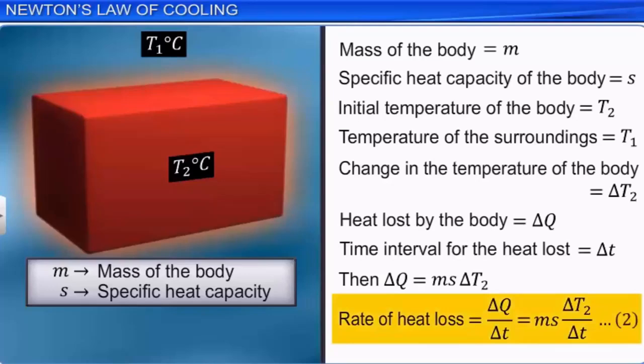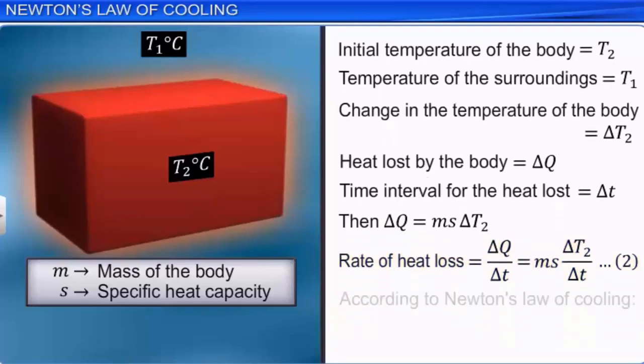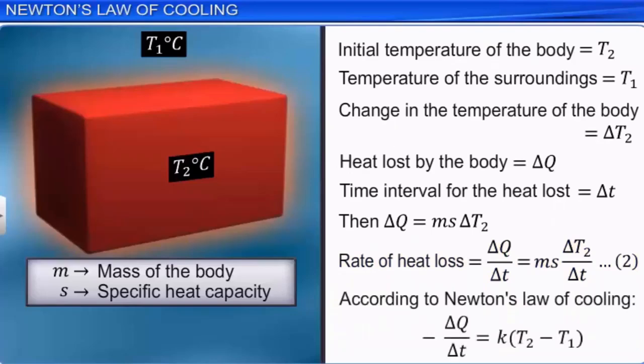But according to Newton's law of cooling, we have minus delta Q by delta t is equal to K into T2 minus T1.